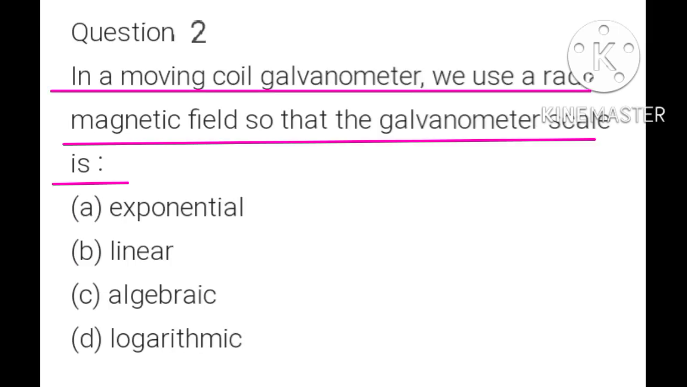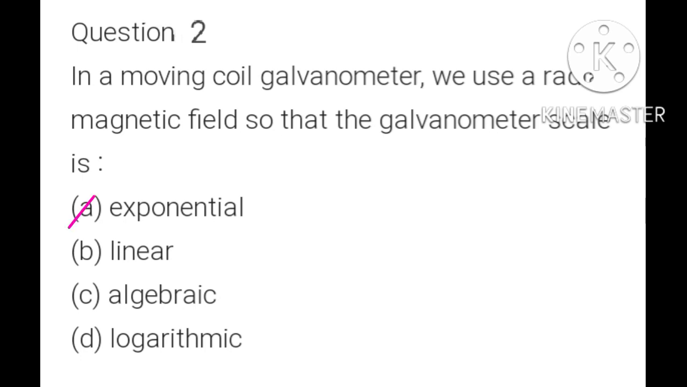Question number 2. In a moving coil galvanometer, we use a radial magnetic field so that the galvanometer scale is: A option exponential, B option linear, C option algebraic, D option logarithmic. In case of a moving coil galvanometer, we use a radial magnetic field. Due to that, the galvanometer scale is linear. So in this question, B is the correct option. In a moving coil galvanometer, we use a radial magnetic field so that the galvanometer scale is linear.